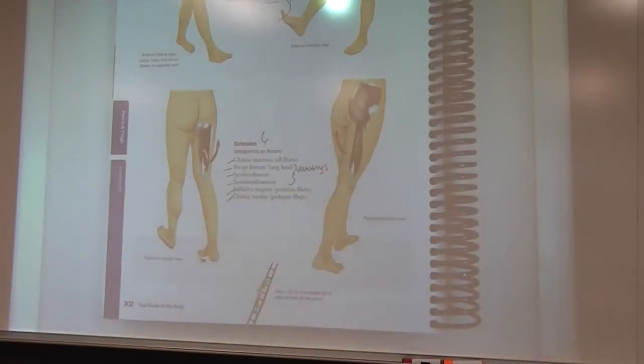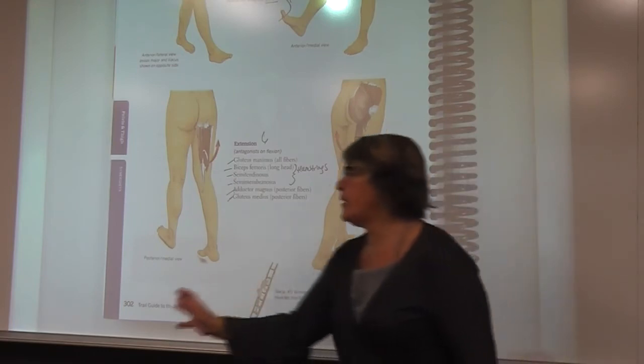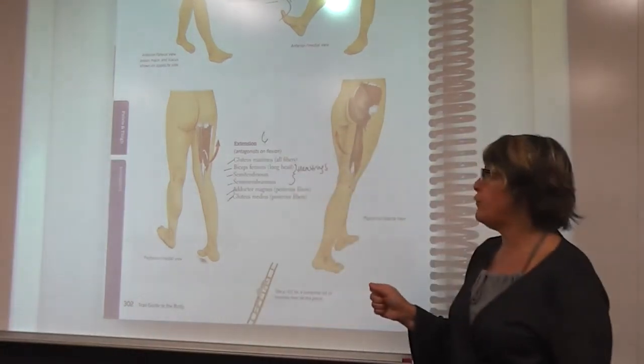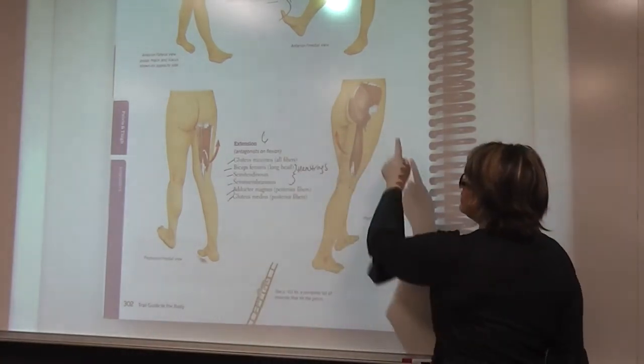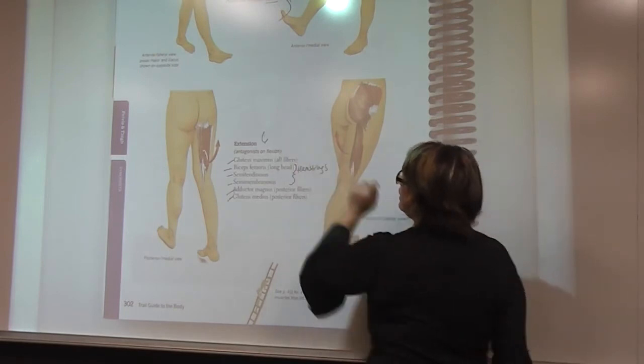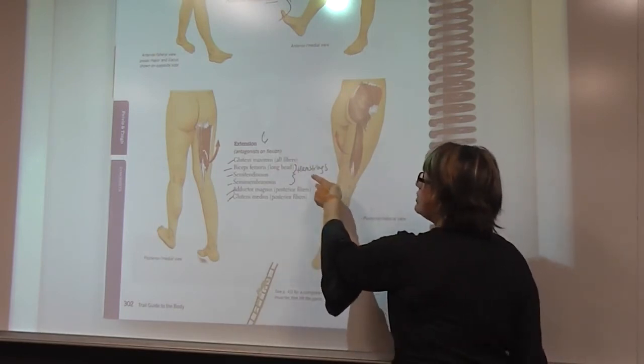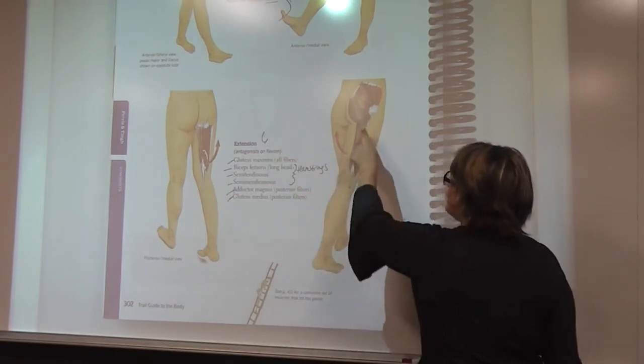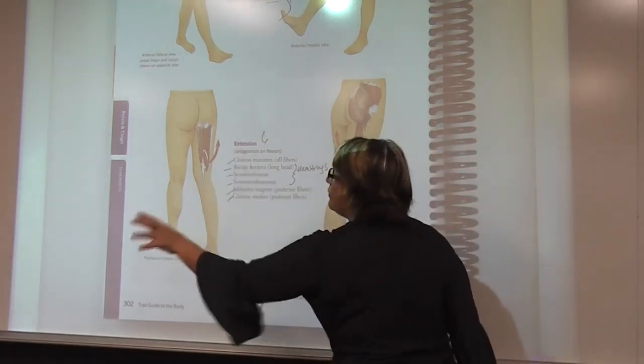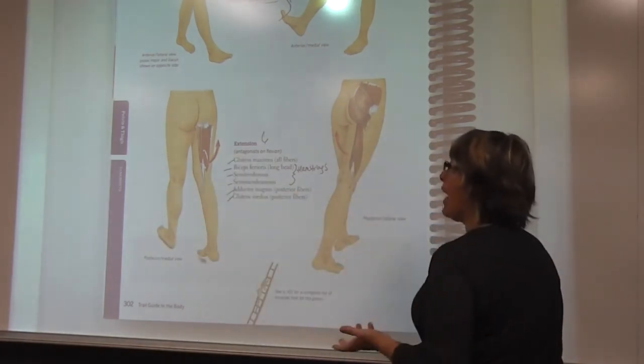Extension is the opposite movement. So this is where I'm going to walk up to somebody, grab hold of their pant leg on the back, and pull their femur back. This is extension. 6 of them, but look, we have 3 hamstrings, and that's half the battle. So the hamstrings are on the back of the leg. They're going to pull that femur back.